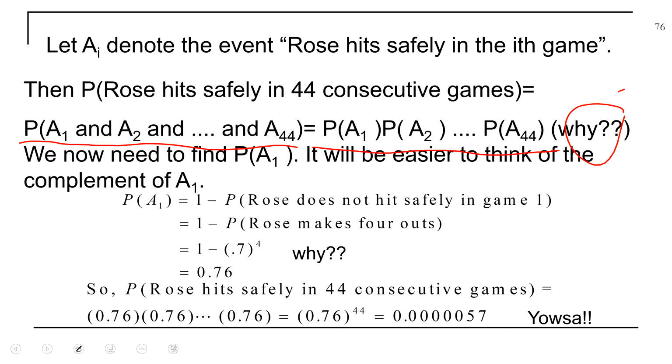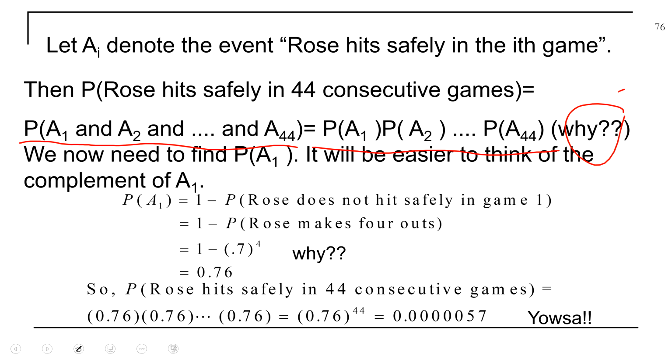The probability of A1 is the probability he hit safely in game 1. And that's actually a little bit of a pain to find because he could hit once or twice or 3 or 4. He'd all hit at least once. He hits safely means he hits at least once. Well, the complement is 1 minus the probability he does not hit safely, which is 1 minus the probability Rose makes 4 outs, which is 1 minus 0.7 to the 4. Why? The probability makes a hit is 0.3, the probability makes an out is 0.7, the probability makes 4 outs is 0.7 to the 4th. So then you get 0.76 for that.